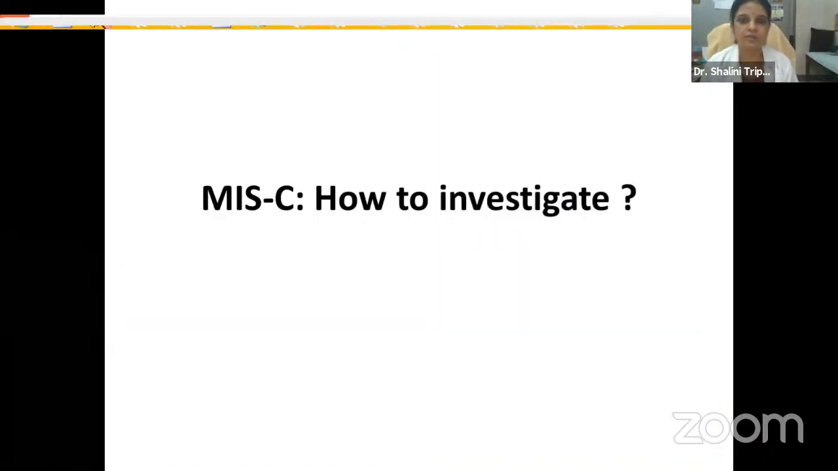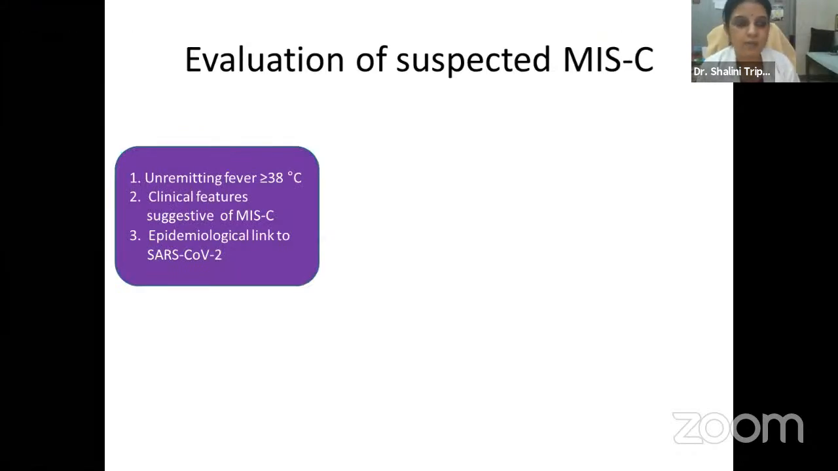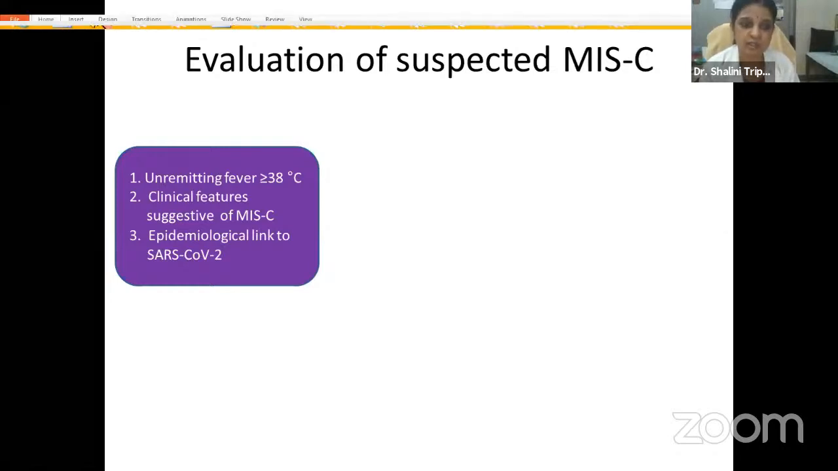So now we are going to a very important part. Suppose we have all those things and clinically the patient fits into this syndrome, then how are we going to investigate this child? So, evaluation. If we have a patient with unremitting fever of more than 38 degrees centigrade for around 3 days or more, and there is multi-system involvement, that is a clinical feature suggestive of MIS-C. Third, we have an epidemiological link to COVID, that is, antibody positive or PCR positive, or a history of COVID positivity in the family around 4 to 6 weeks back.